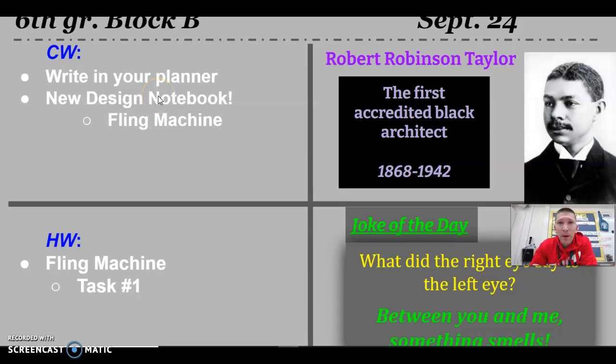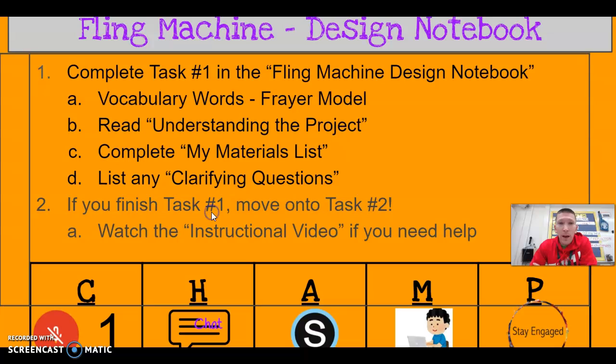Obviously, I'm not here today, but I want to go over what you're going to be working on for class today. You are starting a new design notebook, a new project called the Fling Machine. Most students have a lot of fun with this project, and I'm going to go over today what you're working on in class and what the project will be. So for today, it's going to be starting that new design notebook and doing task number 1. I'm going to go over task number 1 in a moment. I'll pull it up on my screen. But it has 4 components to it that you'll need to complete.